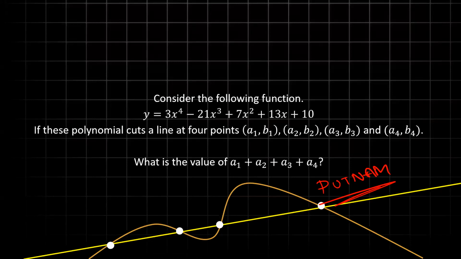The question is very simple. There is a polynomial graph given, which looks like that. Plot that polynomial, you'll see. And there's a line which is drawn. The line cuts exactly at these 4 points: A1, B1, A2, B2, A3, B3, and A4, B4. The question is, what is the sum of all the x components? A1 plus A2 plus A3 plus A4.